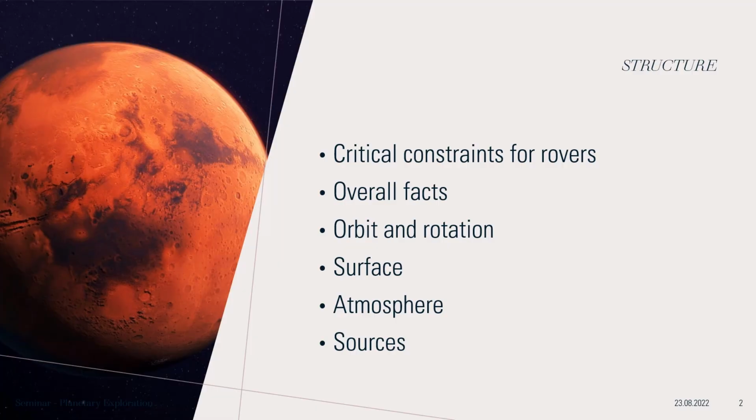The structure of my video is as follows. First of all, I'm going to talk about some critical constraints for rovers. Then I'm going to give you some overall facts about Mars, about the orbit and rotation. I'm going to talk about the surface and the atmosphere. And in the end, of course, you're going to see my sources. But also in the end, I'm going to show you some extras, for example, a summary video of the Perseverance rover mission on Mars, which I thought was pretty interesting.